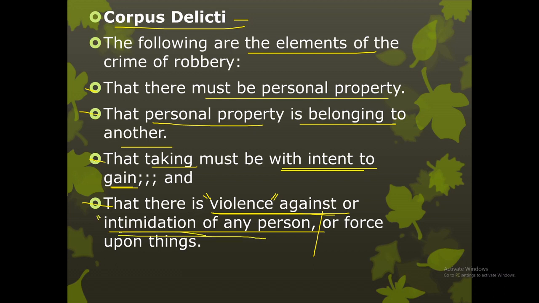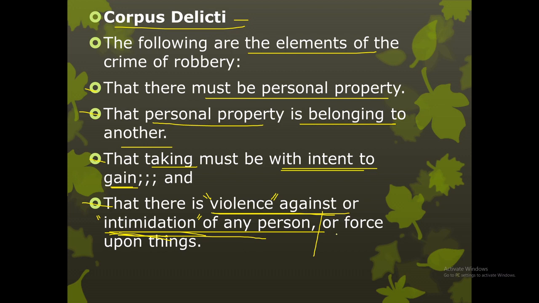How will you intimidate a person? Okay, for example, display of weapon. Okay? Any instrument na pwede mong ipanakot doon sa victim or any instrument that will trigger the fear of your victim.